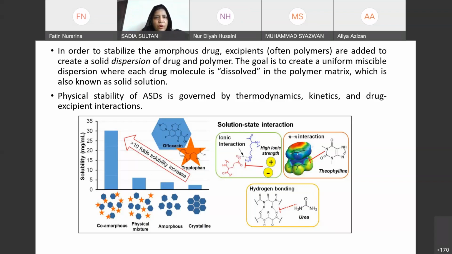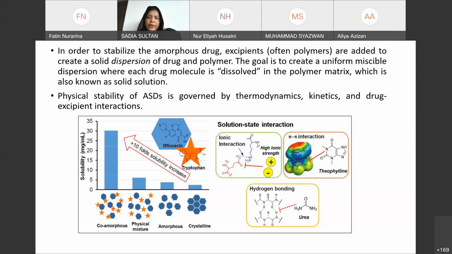All this physical stability of amorphous solid drug is governed by thermodynamics, kinetics, and drug-excipient interactions. So what is going on inside? The inside story depends on thermodynamic properties, kinetics, and drug-excipient interactions. Here you can see just examples of solid state interaction. How does it work? Because they have ionic interaction, positive and negative. For example, this is your theophylline, and you can see they have pi interaction because of this excipient, for example urea, which can have hydrogen bonding, pi interaction, or ionic interactions.